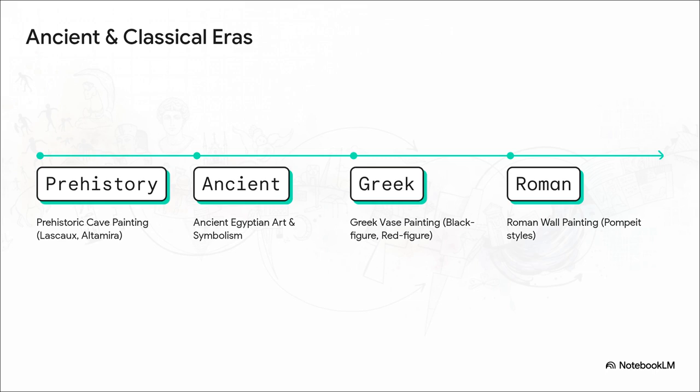After that, classical civilization really takes over. We get classical Greek vase painting, you know those famous black figure and red figure styles? And finally, this era caps off with classical Roman wall painting, like the incredibly preserved styles found in Pompeii. So, we're literally going from drawing on wild, rocky cave walls to meticulously decorating the interior walls of Roman villas.